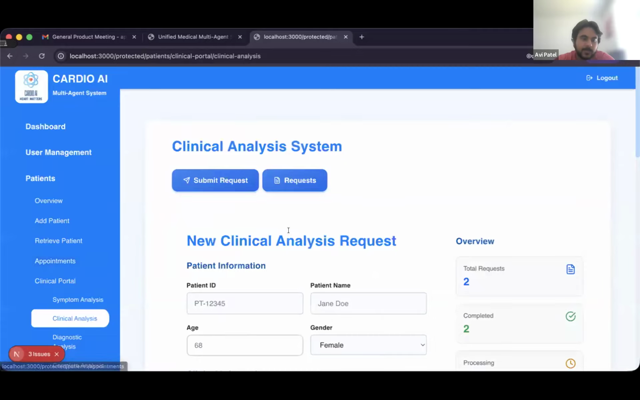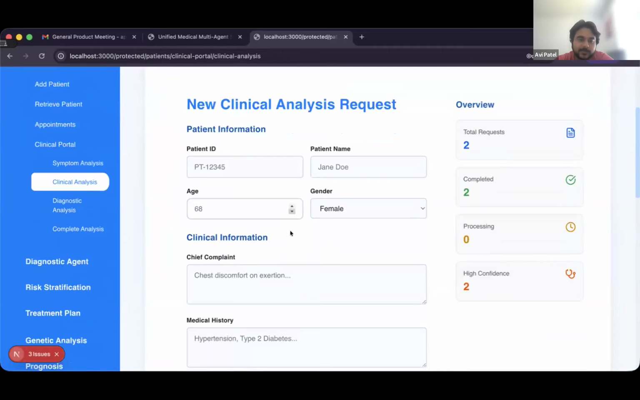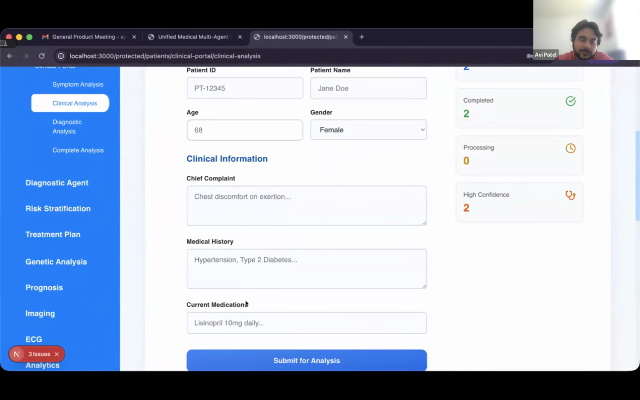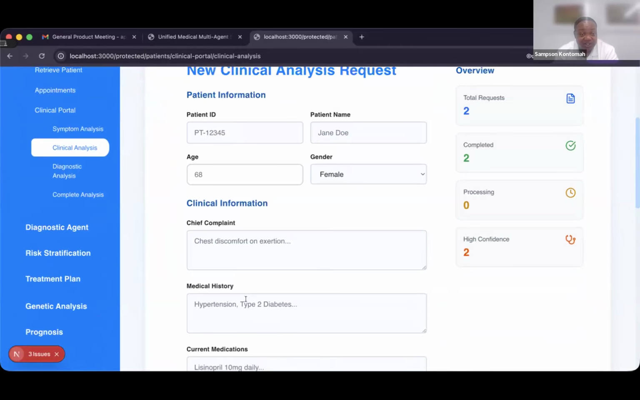Right, so this will be our tier 1 feature where clinicians can enter basic information such as the chief complaint, the medical history, and current medications for a specific patient. And this will be using EHR data to conduct analysis. Back to you, Samson.